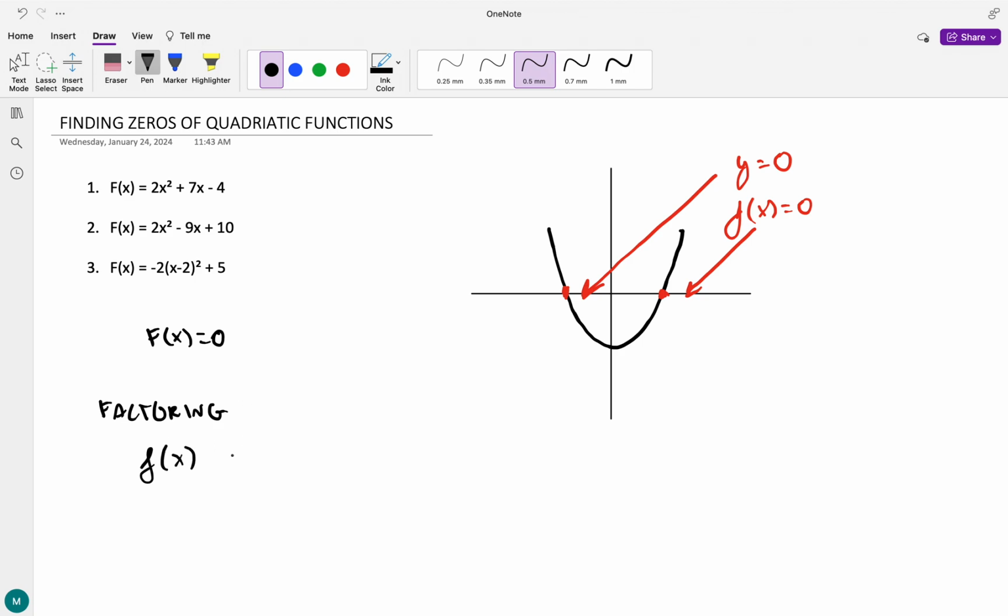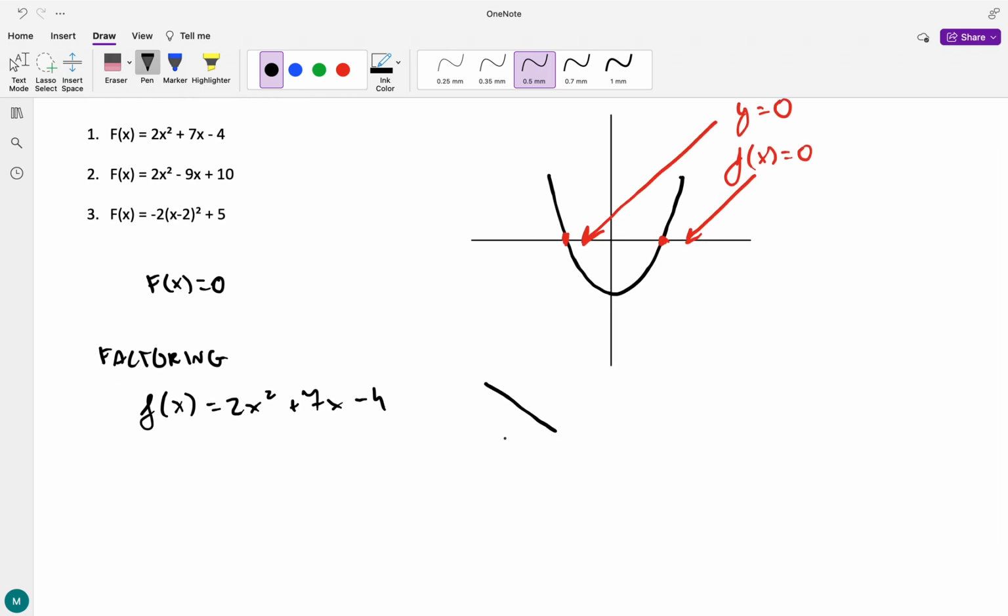So as always, let's start with our function. And to factor it out before we make it equal to 0, we're going to utilize the AC method. It seems that a times c is -8, and our b term is +7. So these two numbers are going to be -1 and +8, right? They multiply to -8, and when we add them, they come up to +7.